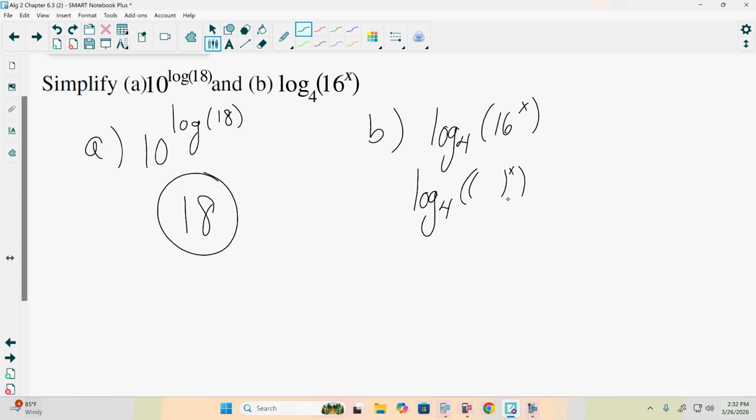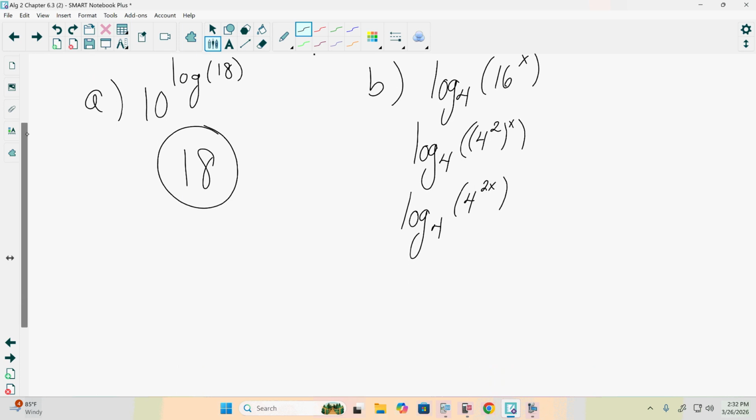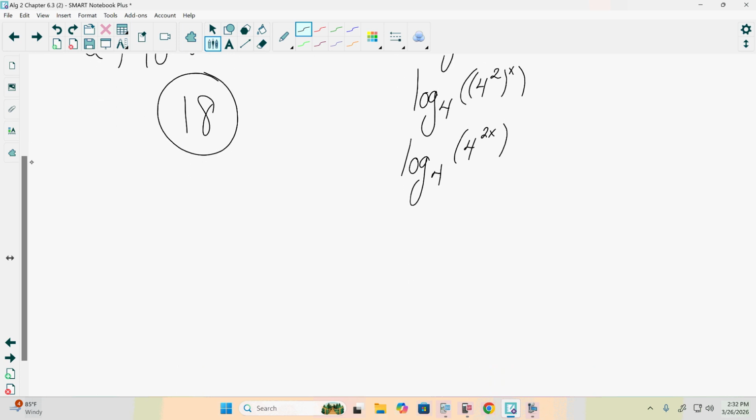Now, unfortunately, log base 4 of 16 to the x won't just simplify as it is, because for it to simplify, we need what's inside here to be also to the base of 4. But 16 can be written as what? 4 squared. Which tells me I have log base 4 of 4 to the 2x, because powers of powers multiply. And log base 4 of 4 to the 2x would indeed simplify to 2x.